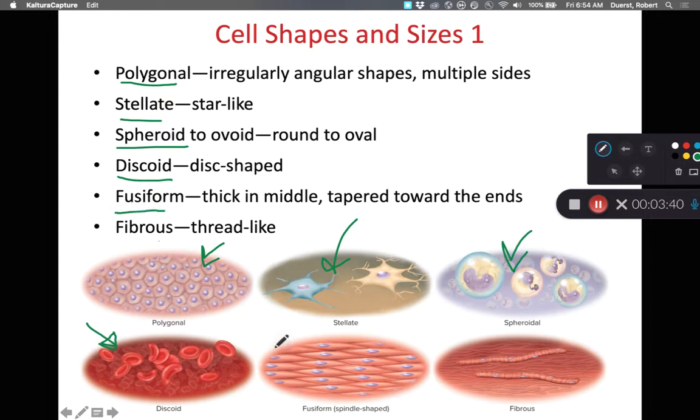We could also have fusiform. A fusiform cell is going to be pointed on one end, bulge outward in the middle, and then come to a point on the other end, and it'll be rounded in nature. And then we could also have fibrous. Fibrous cells tend to be very, very long, thread-like cells, sometimes up to 30 centimeters long.